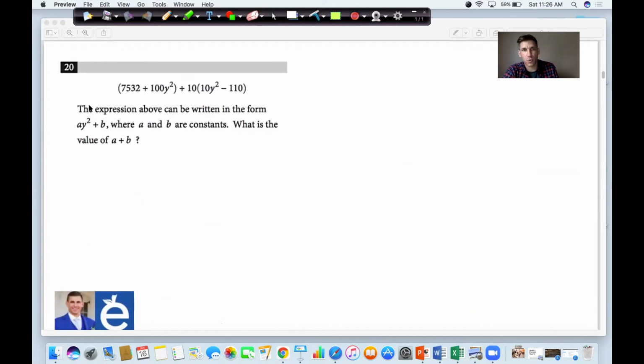For number 20, it says here, the expression above can be written in the form of a y squared plus b, where a and b are constants. What is the value of a plus b? Notice what I'm doing though.